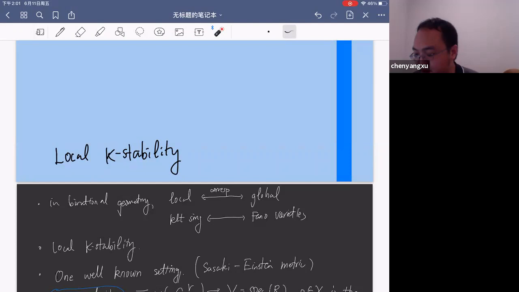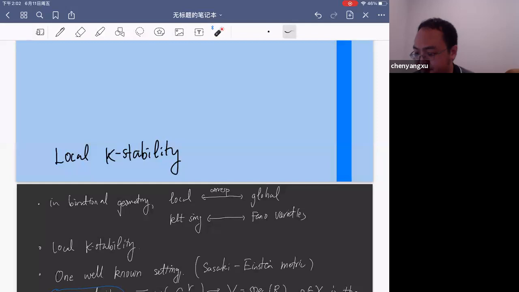Actually, I think the program is called Singularity and K-stability. So I thought maybe it's a good topic to talk about something which is related to both of them as a last talk. So that's why I chose to pick this topic: local K-stability.